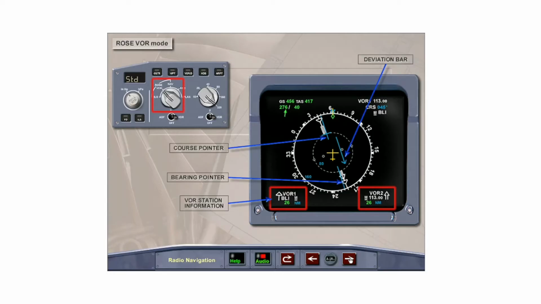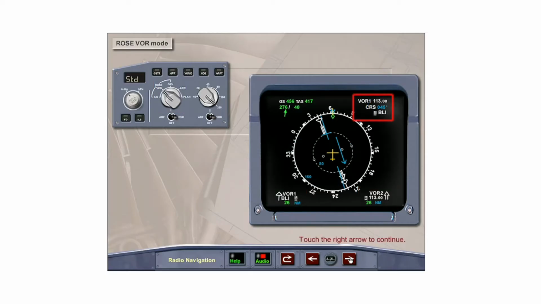With the mode selector switch selected to the ROSE VOR, the VOR course selected manually by the pilot through the MCDU or automatically through the FMGC is displayed in blue. The lateral deviation bar represents lateral deviation with each dot representing 5 degrees. The arrow on the bar represents the to-from indication. As with the ARC mode, the VOR station information and bearing pointers are also displayed.